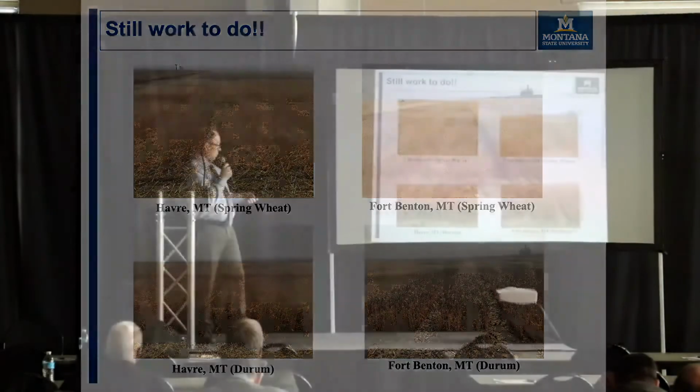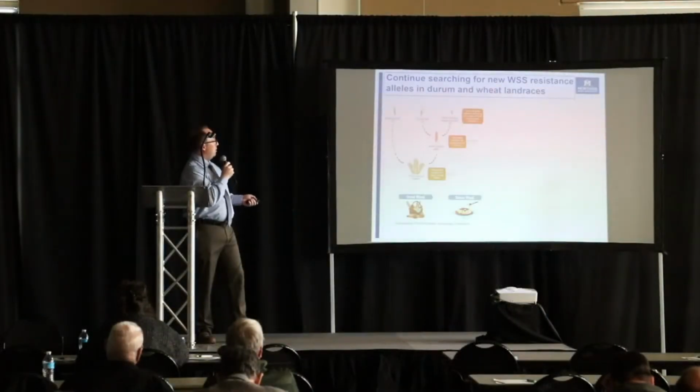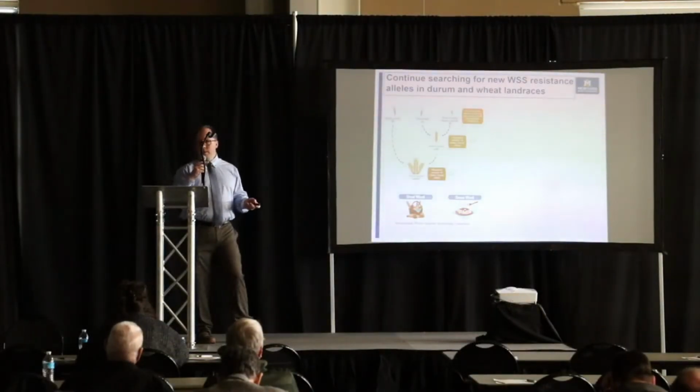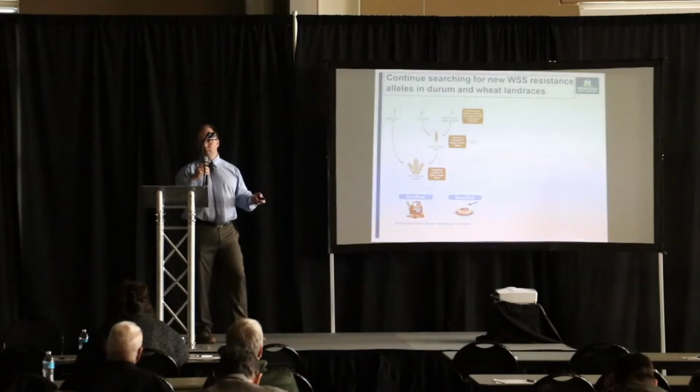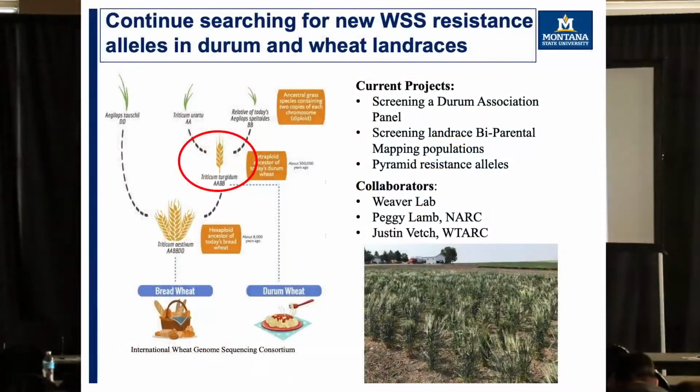And so what we're doing is we're screening durum material, trying to identify where these resistance genes, alleles, are located, and then what we want to do is pull those into spring wheat and winter wheat, and have that as another source of wheat stem sawfly resistance in our breeding programs.